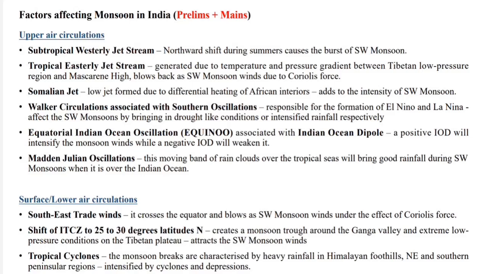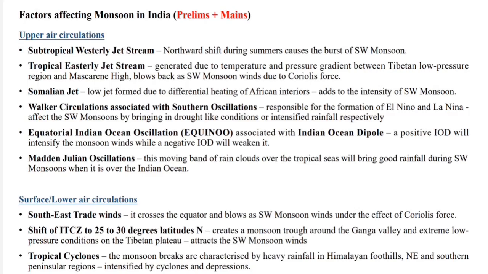The upper air circulations include the subtropical westerly jet stream, which are responsible for the onset and burst of monsoon. Then we have the tropical easterly jet stream that are generated due to the temperature difference between the Tibetan Plateau and the Mascarene High in the Madagascar region. Then we have the Somalian jet, which intensifies the effect of southwest monsoon.